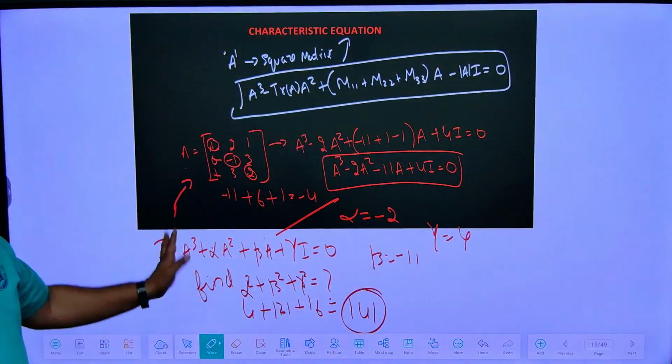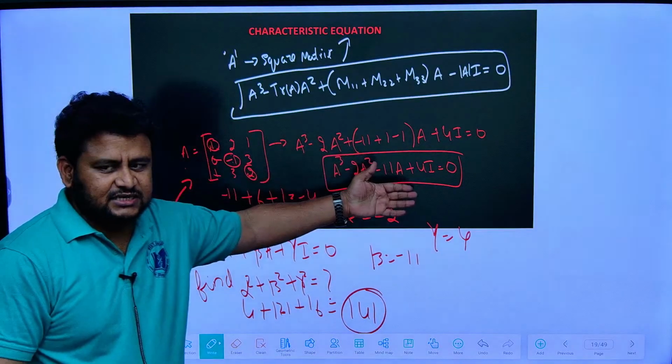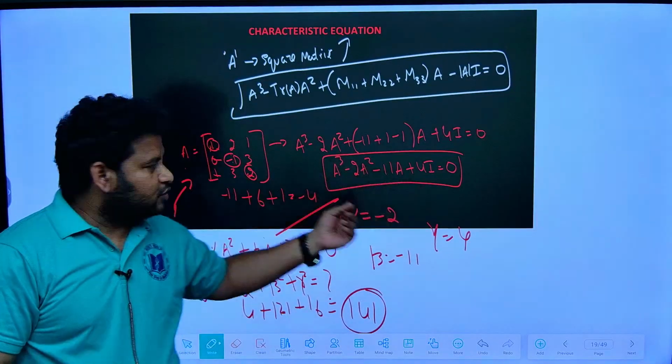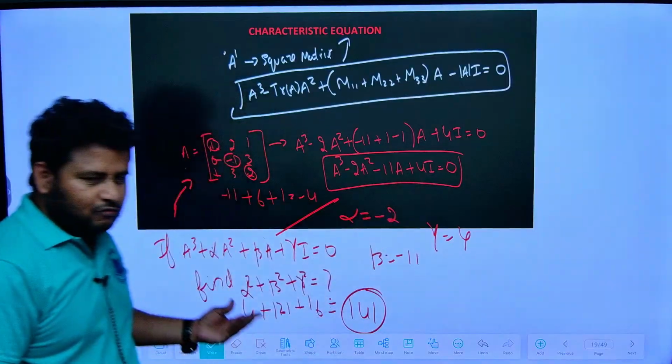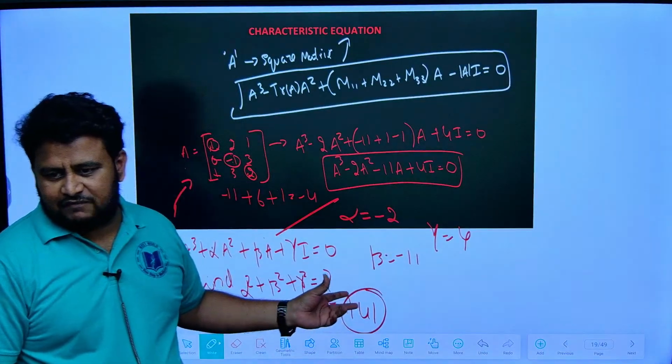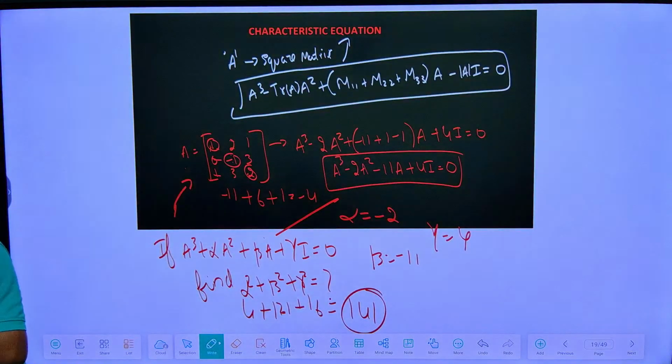So like this they will ask the question. At that time what you should do is, from this matrix find the characteristic equation, and you will get the coefficients of a cube, a square, a and I. Those will be alpha, beta, gamma for you. So this is how the questions will come, and this is how it will be useful.